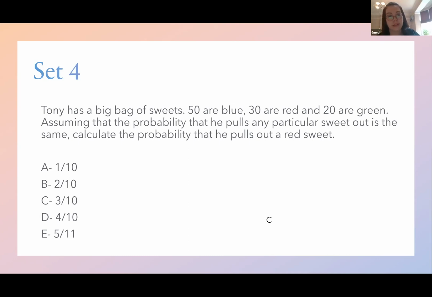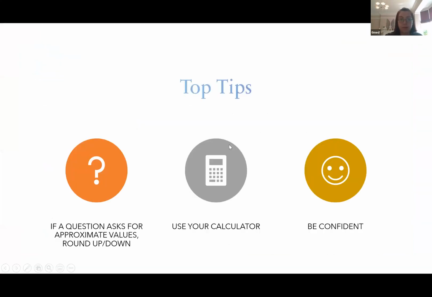So this is a relatively easy probability question. We're looking at the probability of pulling out a red sweet. So we know there's 30 red sweets, and overall there's 100 sweets in the bag. So there's a 30 in 100 chance that the sweet will be red, and we can simplify that down to 3 in 10. So hopefully that one made sense to everyone. And you can draw diagrams if that's easier for you. It depends what you're quicker at, really.